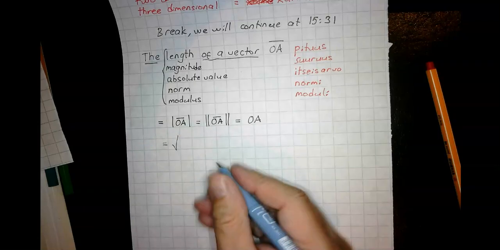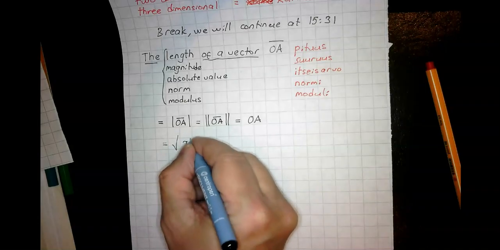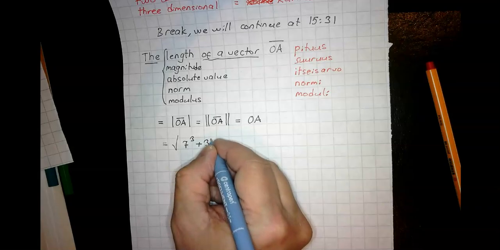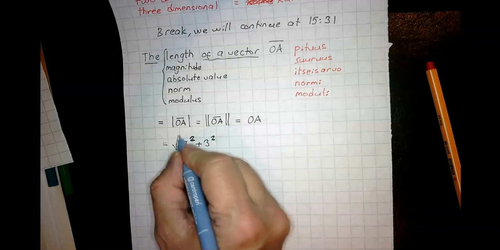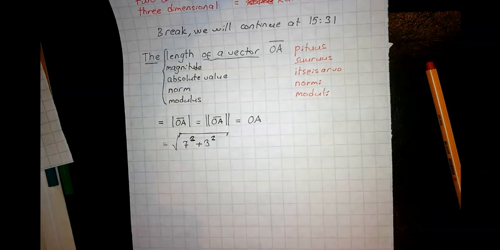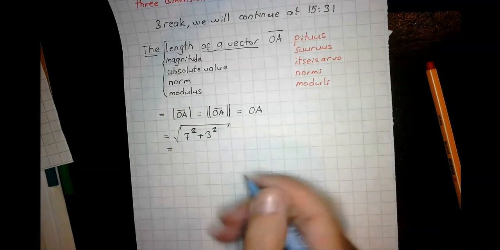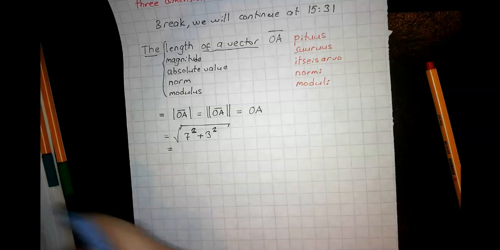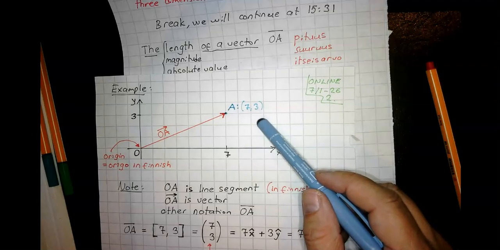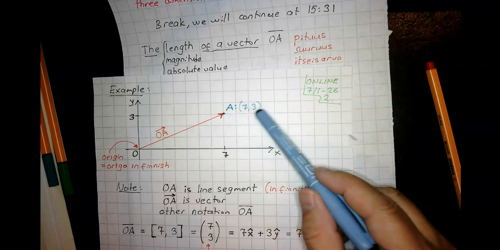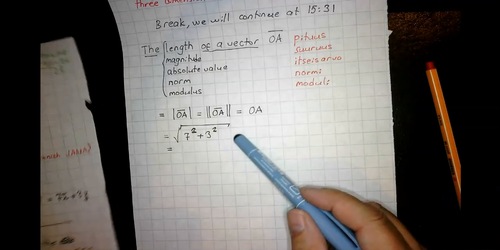we can use Pythagorean, the square root of 7 squared plus 3 squared. And this will be the length or magnitude of that vector. In this case, we did not have any dimensions here. We don't have any physical unit. But for example, if these numbers here would be meters, then the length of the vector would also be meters.